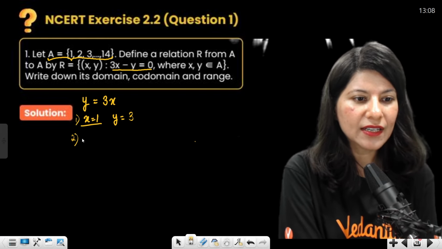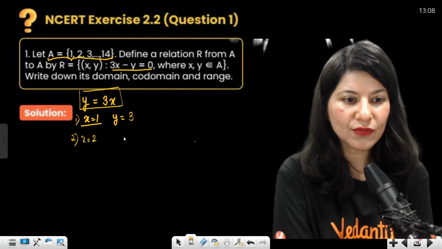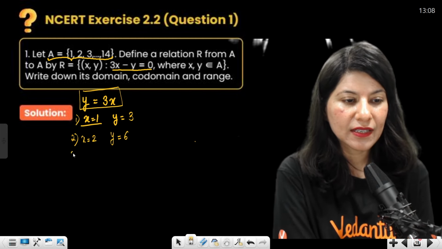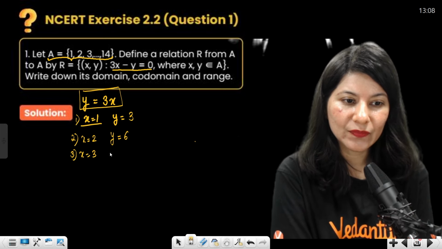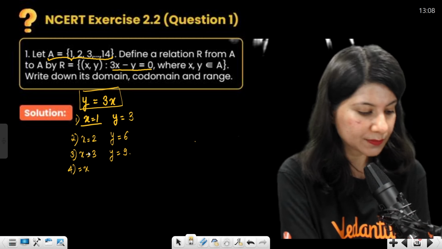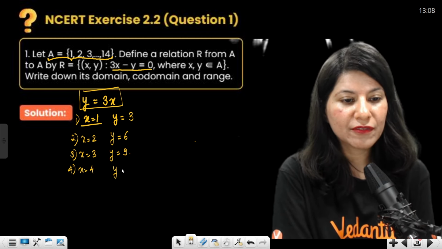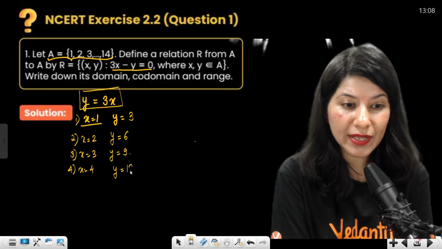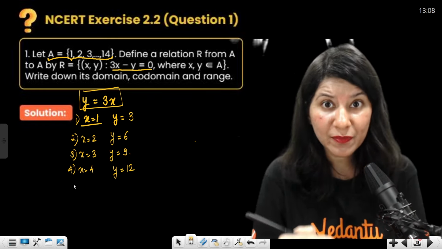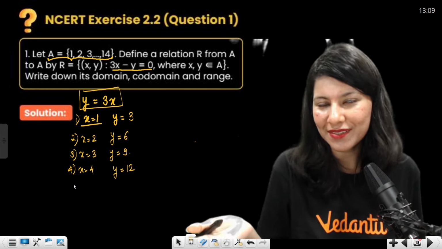Second, X equals 2. The moment you put 2 in here, Y will be 6. X equals 3, Y equals 9. X equals 4, right? X equals 4, Y will be equal to 12. Okay. X equals 5, Y will be 15. That we don't want because 15 is out of the syllabus, or out of set A.